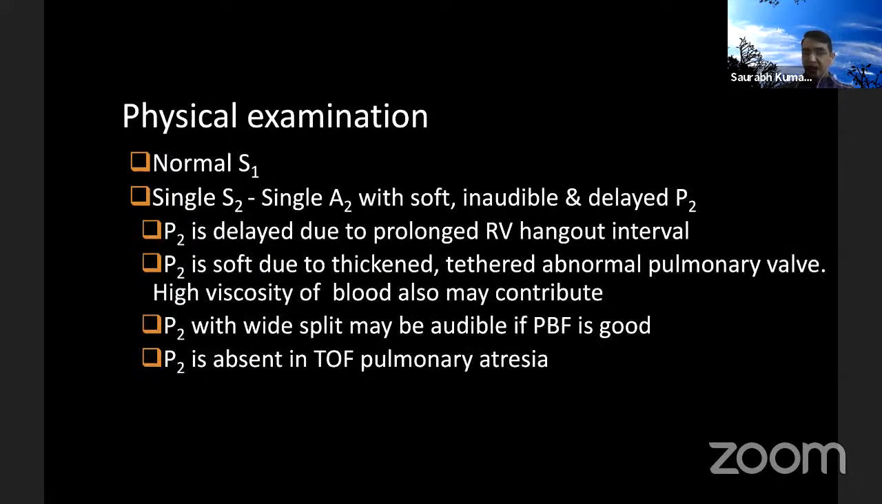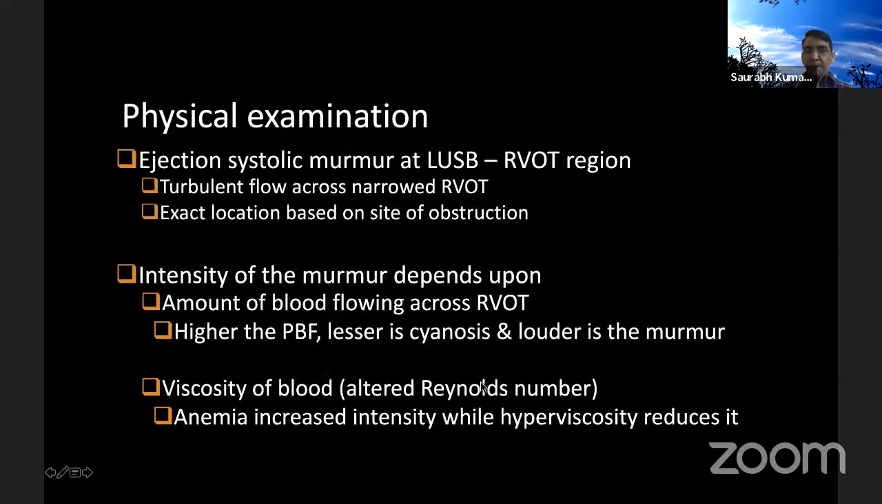And these things I think are known. I'll not go into detail there. The murmur. So this murmur is typically an ejection systolic murmur, and it is because of the turbulent flow across the narrowed RVOT. Exact location is based on the site of obstruction, and the intensity depends upon the amount of blood flowing across RVOT. And this is important because I'll tell why it is important in a few subsequent slides.